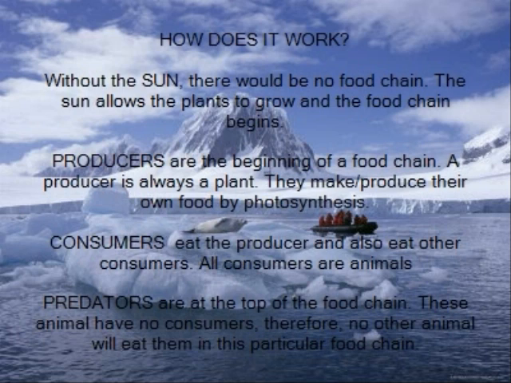Producers. They are at the beginning of the food chain. A producer is always a plant. They make or produce their own food by photosynthesis. Consumers eat the producers and eat other consumers. All consumers are animals, and are in the middle and upper ends of the food chain.